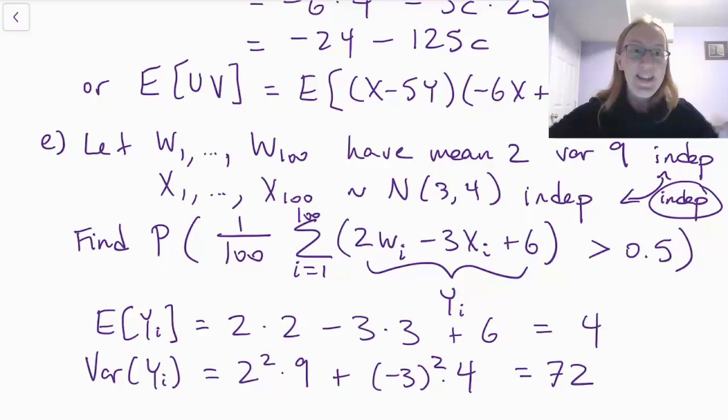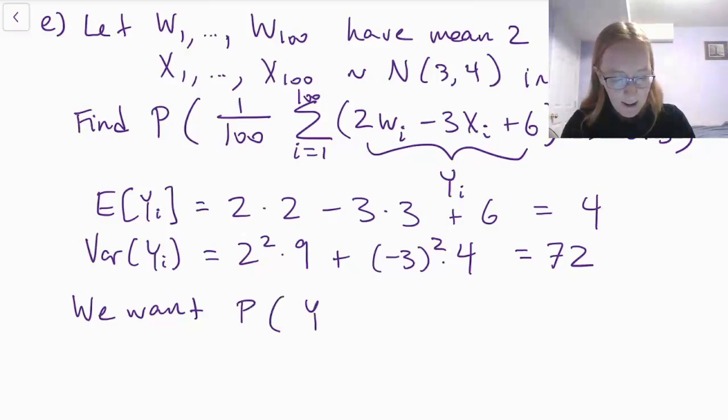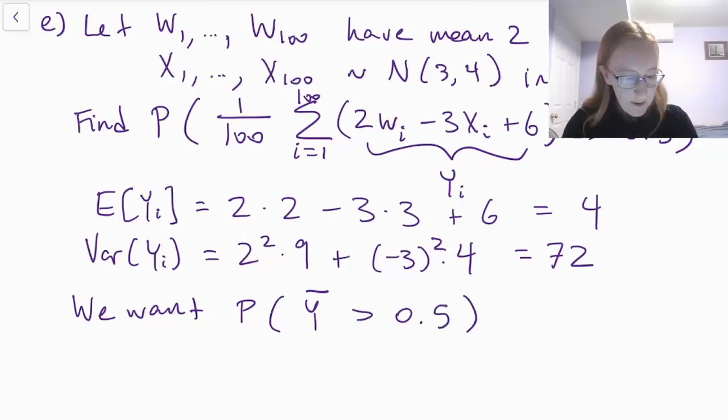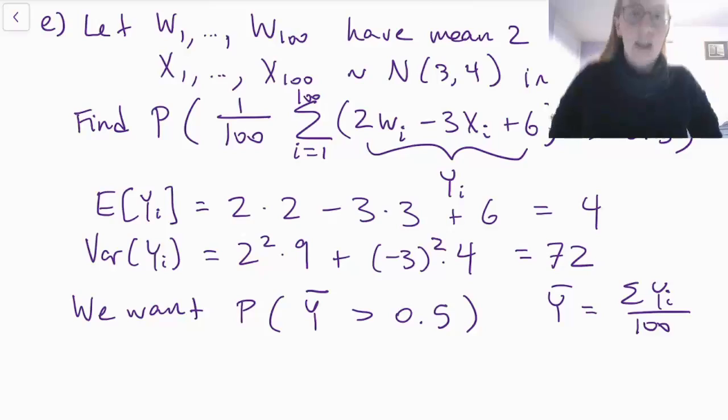Okay, so now we have the distribution of each yi, and what we are looking for is the probability that y bar is greater than 0.5, where y bar is just equal to the sum of the yi's over 100, right? The average yi. And so we can use the central limit theorem. Y bar is going to have a distribution as follows.